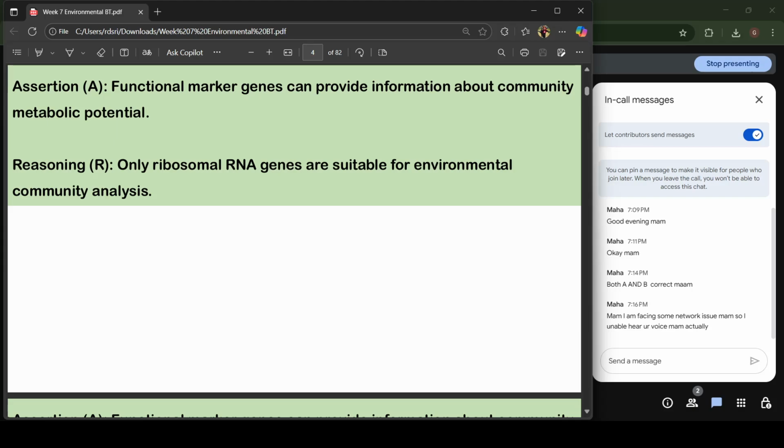The next question is whether the functional marker genes can provide information about community metabolic potential. The reason is only ribosomal genes are suitable for environmental community analysis.